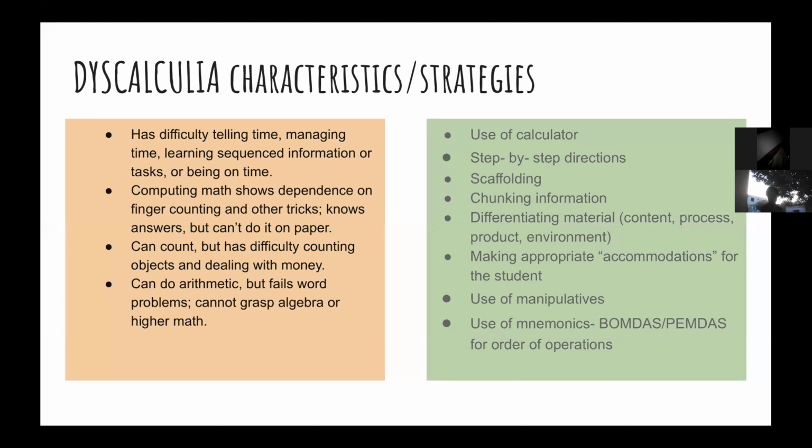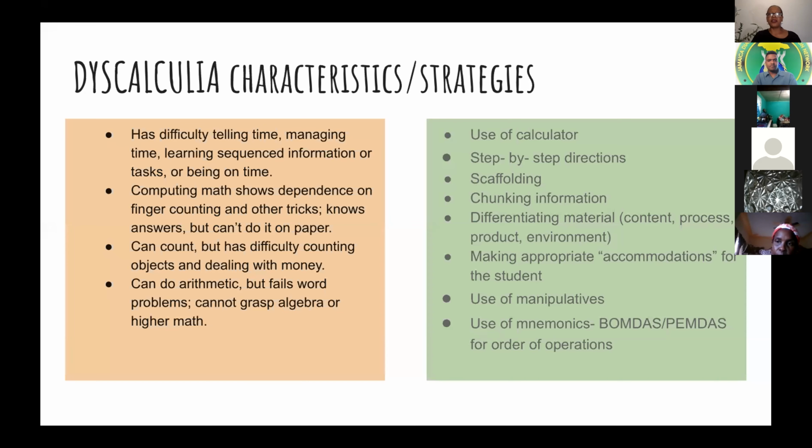Fails at doing word problems, doesn't understand higher levels of math, and like I said, unable to match a numeral to a set of numbers. So what are some of the strategies? The use of a calculator, maybe giving a child step-by-step directions on how to complete a word problem or a multi-step problem. Again, I go back to the scaffolding and chunking of information and differentiating accommodations.